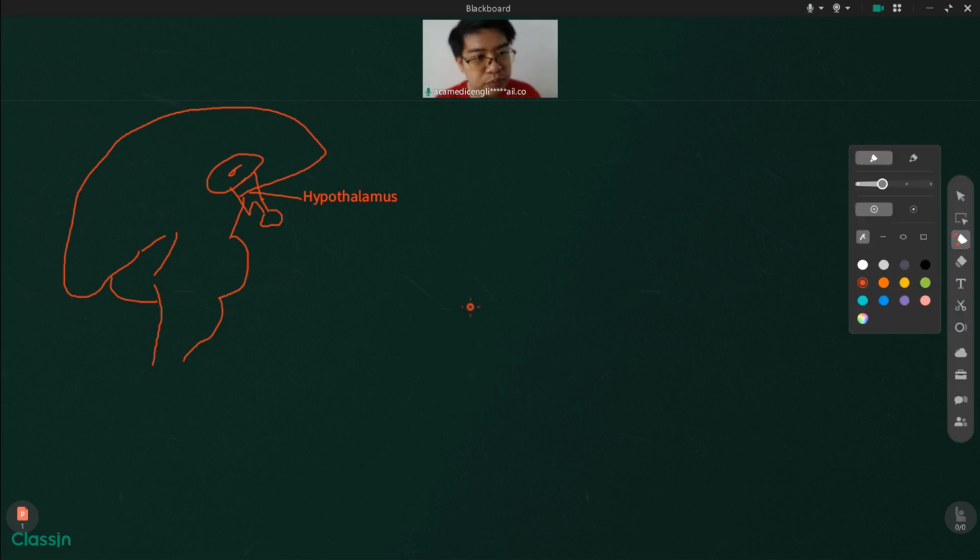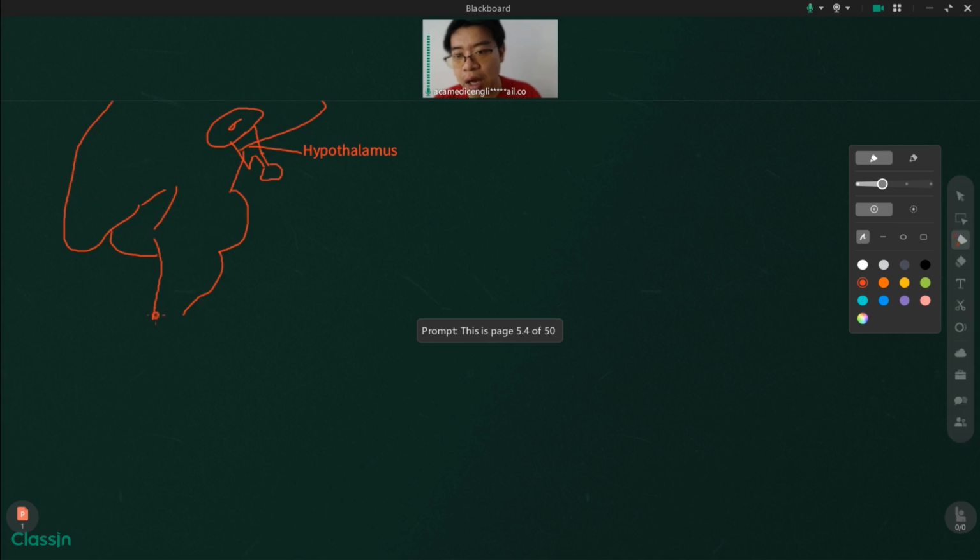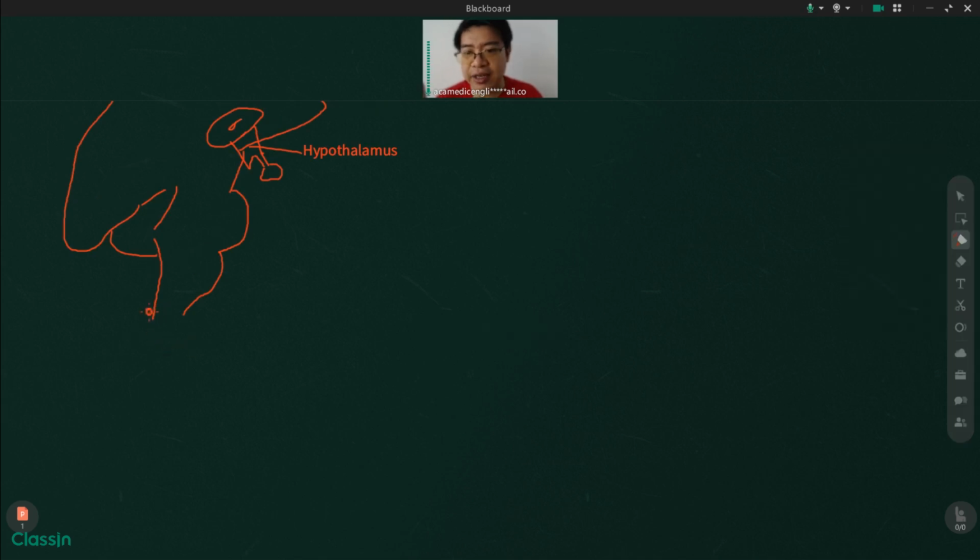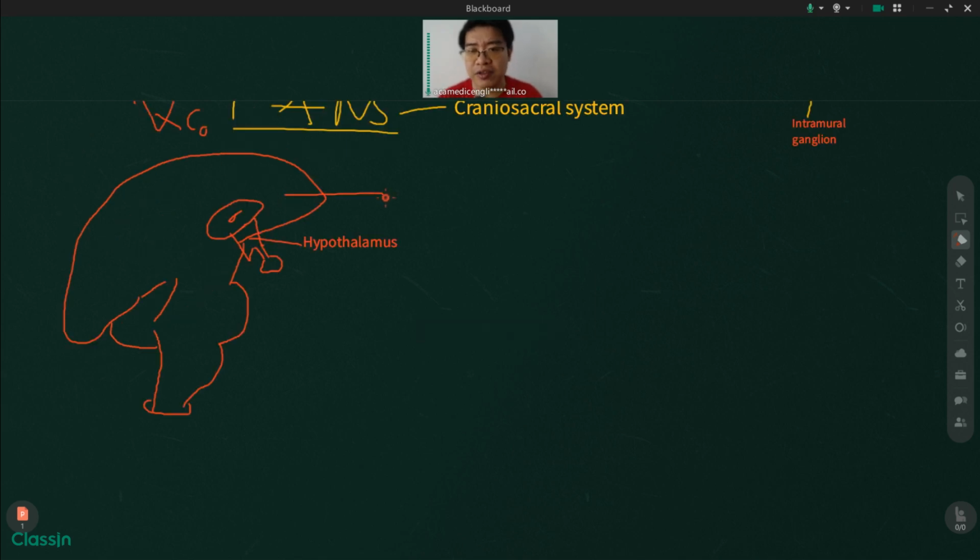Okay, so now right here, I am just going to draw at the foramen magnum. I think I'm just going to turn the spinal cord a little bit. Okay, so the brain is going to face this way, right?